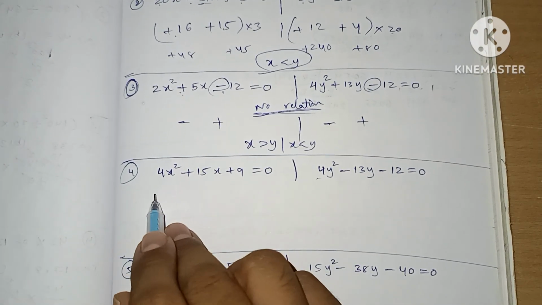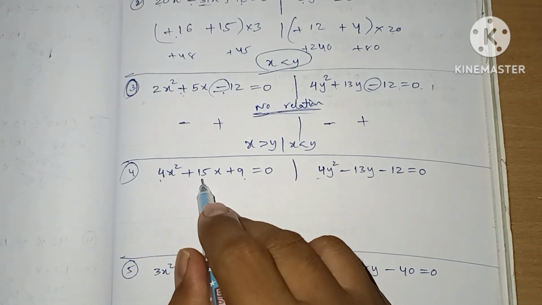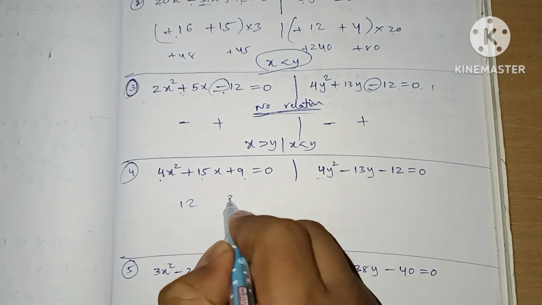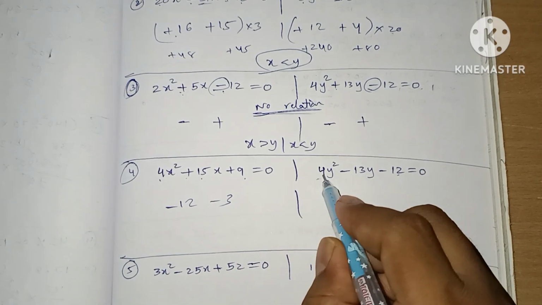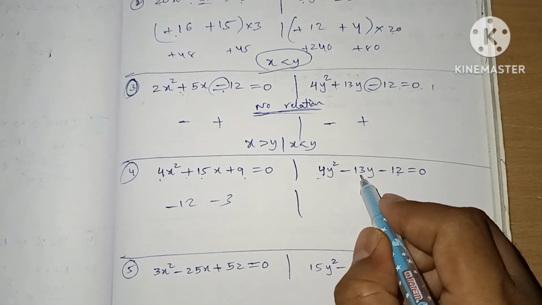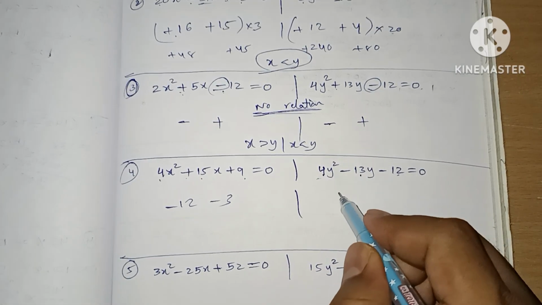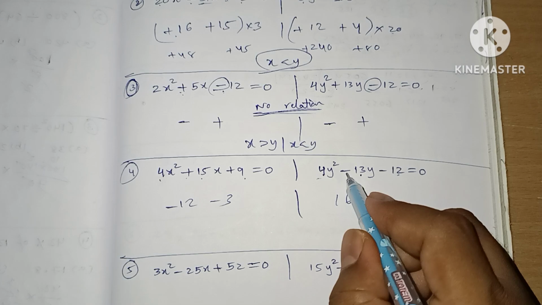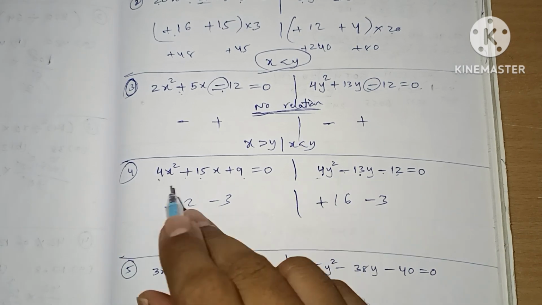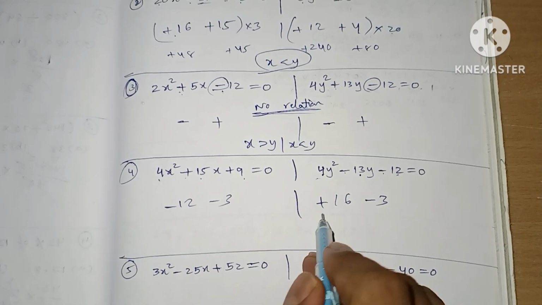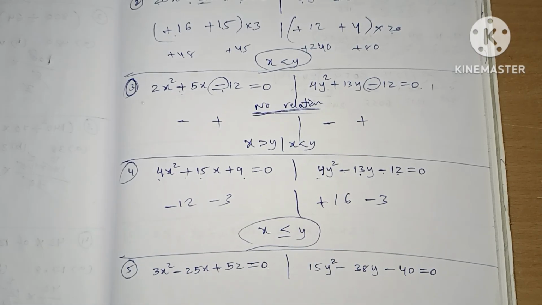Next, here 4 9 times is 36, and we need to get 15. 12 3 times, plus and plus, the roots are in negative. Here 12 4 times 48, and we need to get 13. 16 3 times is 48. Minus and minus means plus and minus. Here bases are equal. So now by comparing, it is clear that x is lesser than or equals to y.